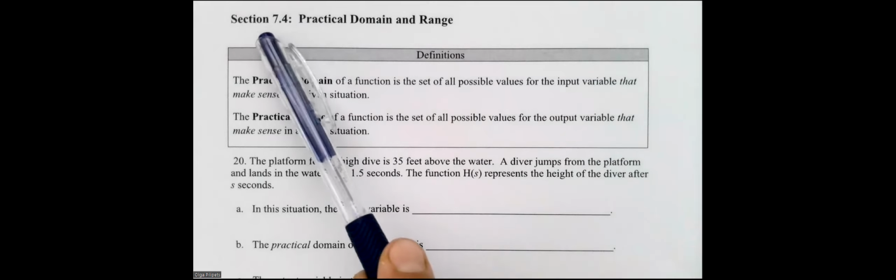In this video, I want to cover section 7.4, practical domain and range. Okay, so the definitions first.